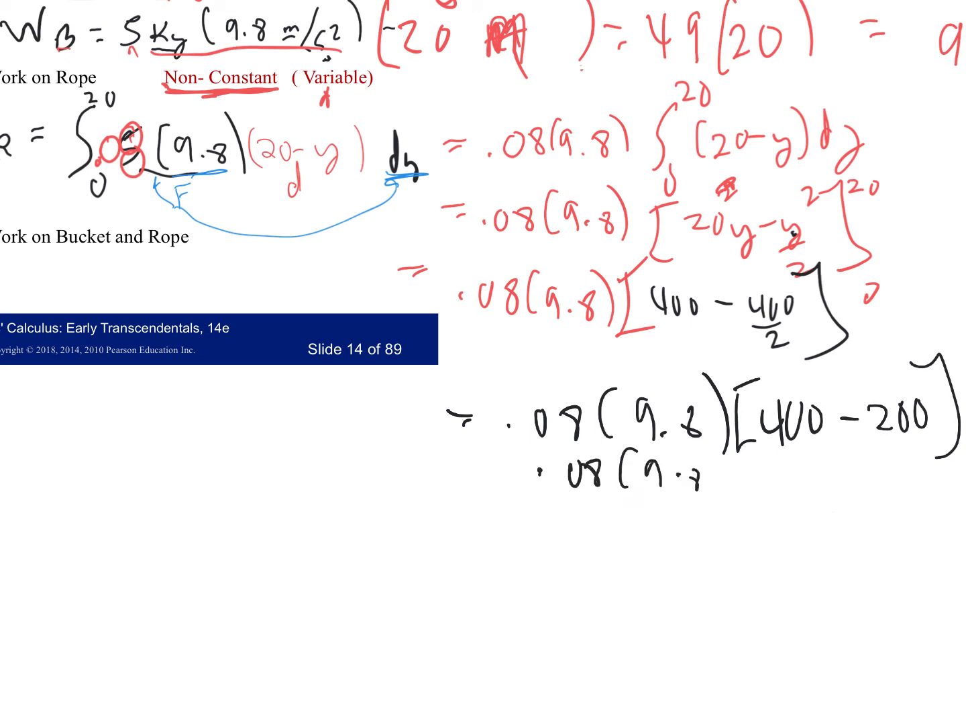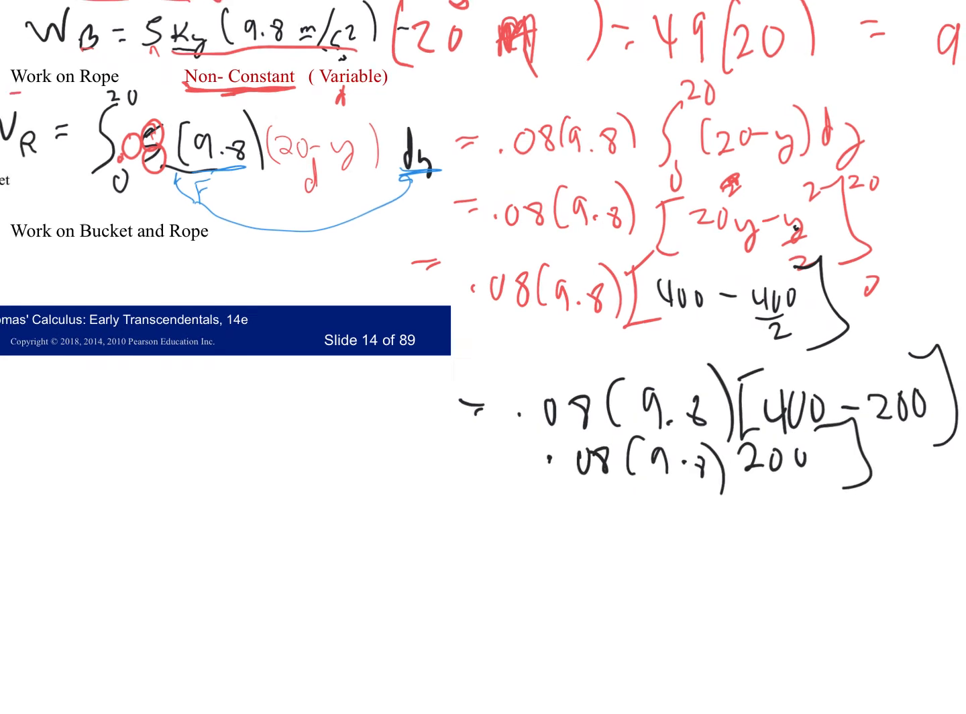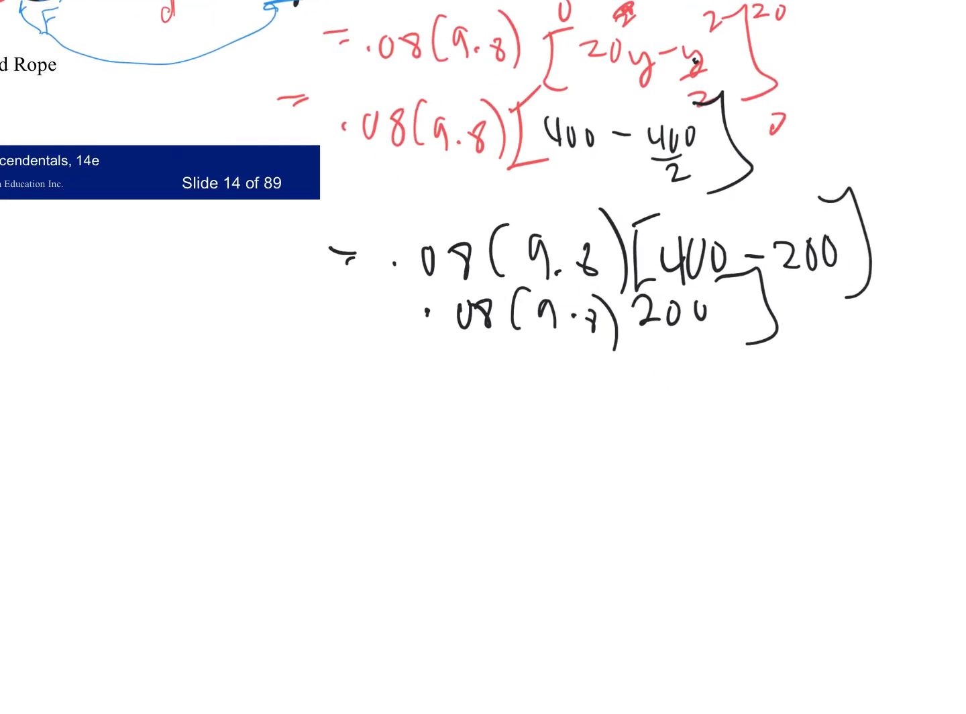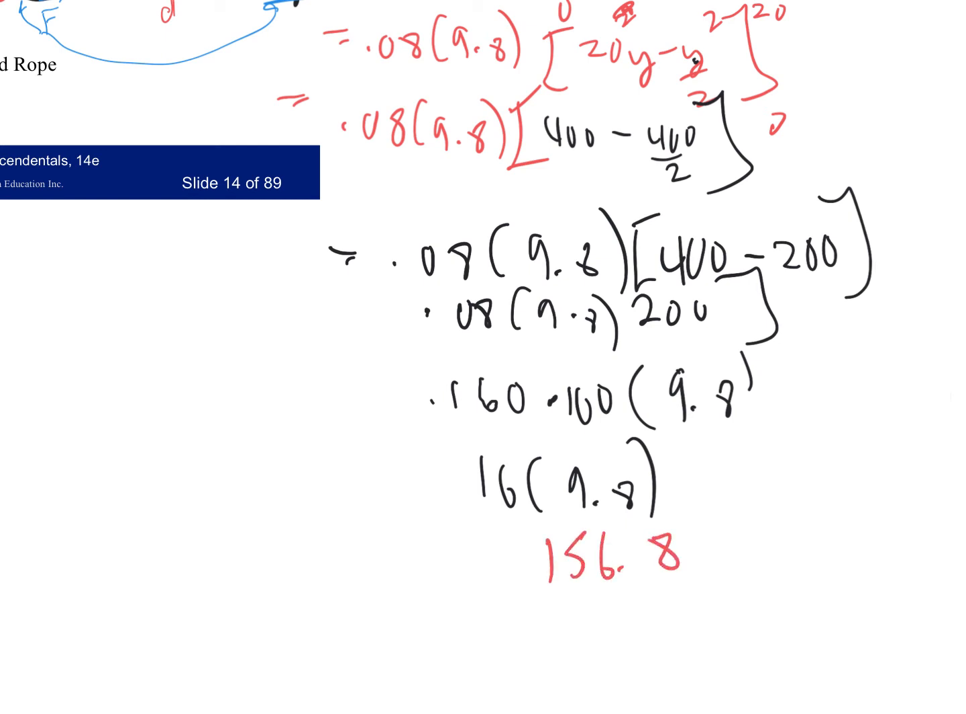0.08 times 9.8 times 200. I'll make that easy. 0.08 times 2 is 0.16, and then there's times 100. So yeah, times 100 times the 9.8. That gives me 16 times 9.8. Okay, I'll go to my calculator. What is 16 times 9.8? 156.8 joules.